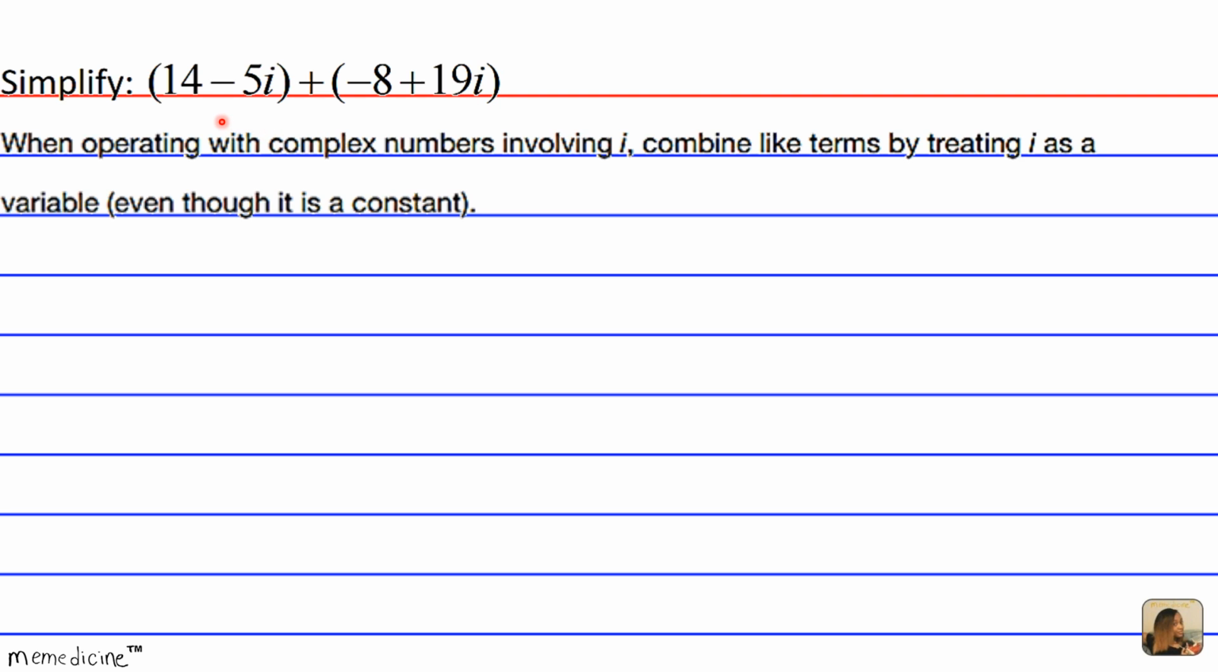So if we were to combine 14 and -8, we get 6. And if we were to combine -5i plus -19i, we're going to get -24i. Okay, so the answer is a complex numerical result, 6 plus 14i.